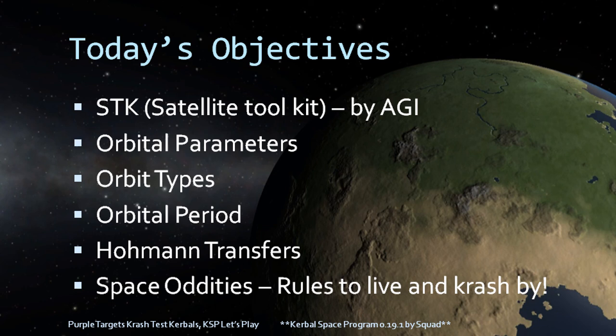We'll look at orbit types: equatorial, geosynchronous, geostationary, repeating, progressing, parking, polar, and some special types for communications like Molniya and tundra orbits. Period: how long it takes for the satellite to orbit based on the semi-major axis, and what altitude to set for periapsis or apoapsis in order to get a desired period.